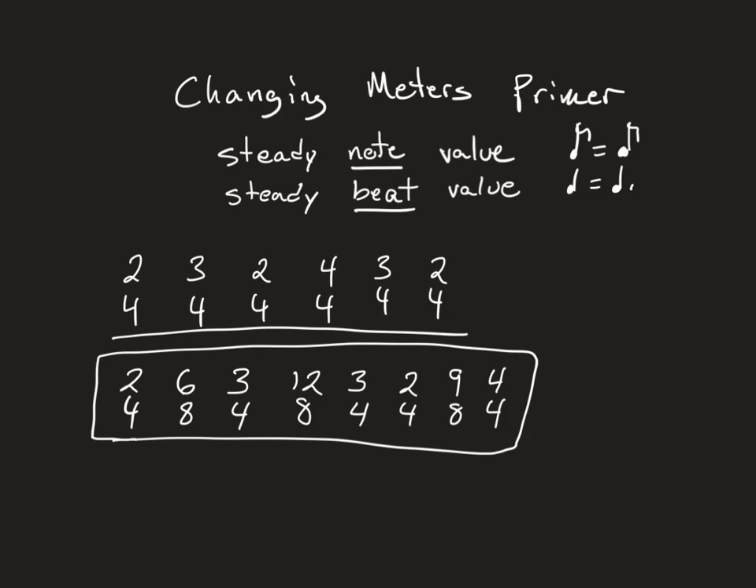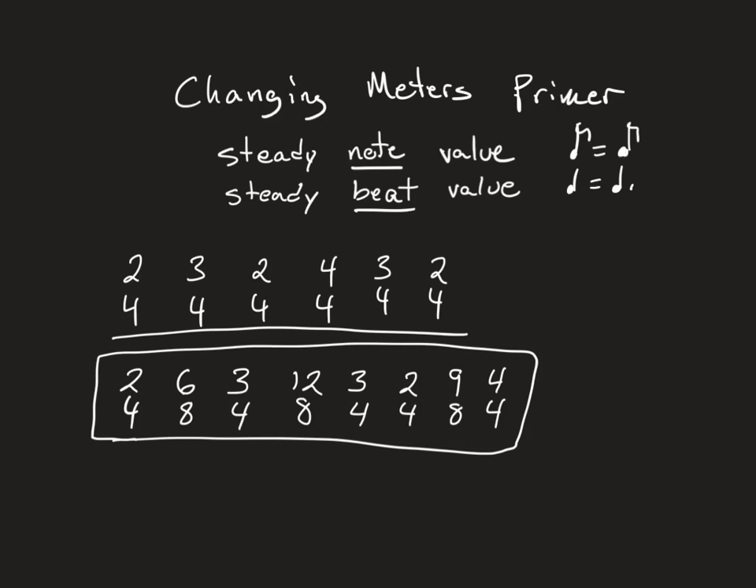Ready, go. 1 and 2 and 1 and 2 and 1 and 2 and 3 and 1 and 2 and 3 and 4 and 1 and 2 and 3 and 1 and 2 and 1 and 2 and 3 and 1 and 2 and 3 and 4 and. Okay, did that make sense? The pulse of that always stayed the same. The eighth note pulse always stayed the same.